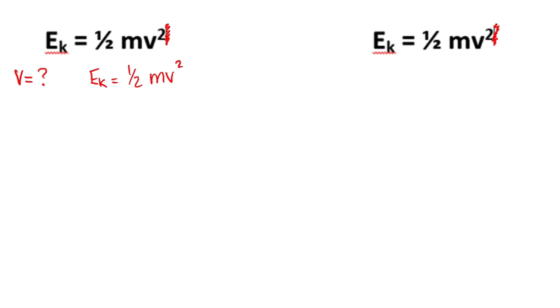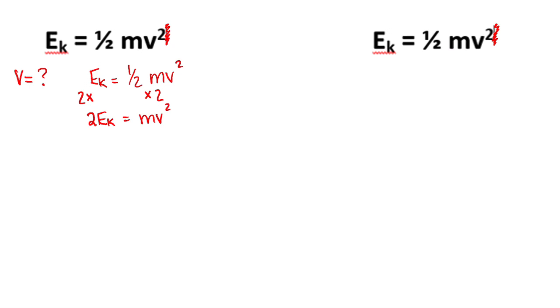To start, just like in algebra, in order to get rid of that 2 in the denominator position, we're going to multiply this by 2. That will cancel that out. Whatever you do to one side of the equal sign, we have to do to the other. So now we have 2EK equals mv squared.